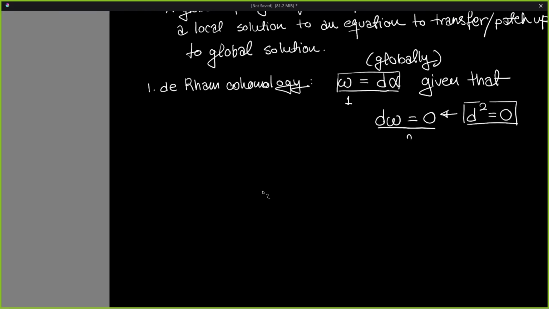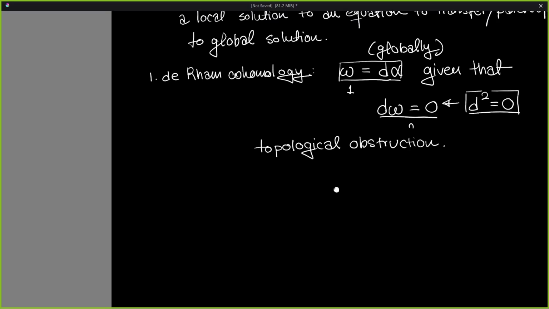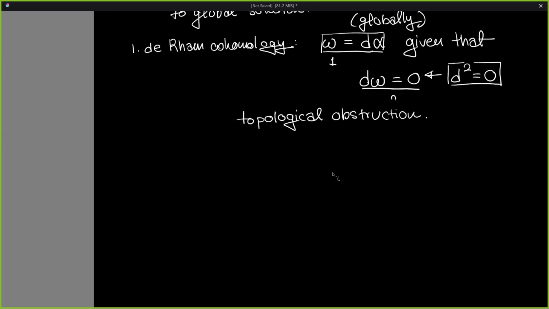If we fail to find a solution for this globally, then we get something called a topological obstruction. Or the failure of this equation to have a solution for a particular form means that there is a topological obstruction of a certain kind. And depending on what kind of form it is, it's a different kind of topological obstruction. We'll talk about that. And then we have Dolbeault cohomology.